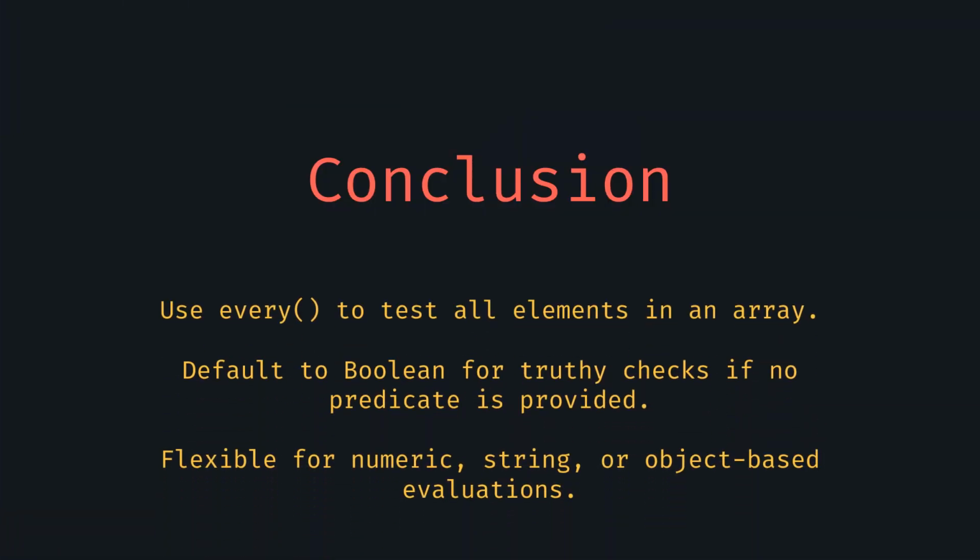In summary, we've learned how to use the every method to evaluate if all elements in an array satisfy a given condition. The function defaults to checking truthy values, but can be customized with a predicate function. This solution is concise, efficient, and highly versatile for a variety of use cases.